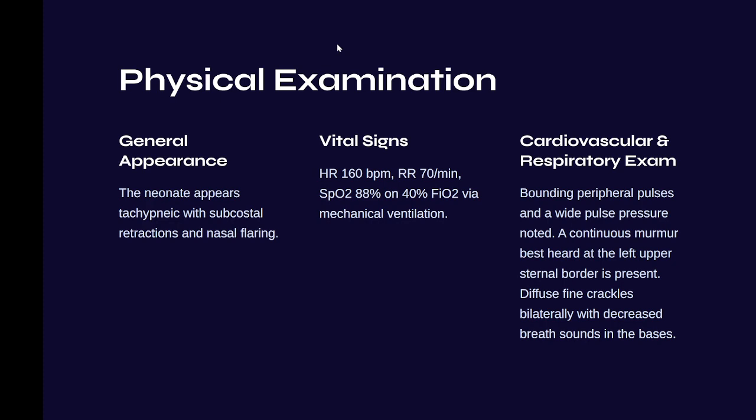Physical examination: general appearance. The neonate appears tachypneic with subcostal retractions and nasal flaring. Vital signs: HR 160 BPM, RR 70 per minute, SpO2 88% on 40% FiO2 via mechanical ventilation. Cardiovascular exam: bounding peripheral pulses and a wide pulse pressure noted. A continuous murmur best heard at the left upper sternal border is present. Respiratory exam: diffuse fine crackles bilaterally with decreased breath sounds in the bases.